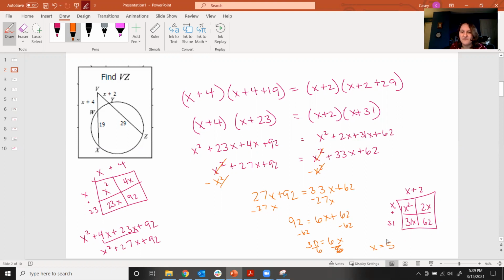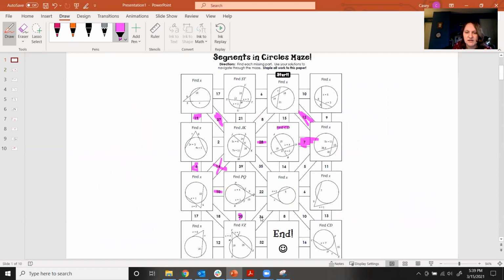Now what I can do with that 5 is plug it in over here. And so Vy is now 7. So the length of this whole piece, Vz, will be 7 plus 29, 36. So we can go to our maze and choose 36. That was a little bit more algebra than you would see on a geometry SOL, but again, it's good review for when we take Algebra 2 next year.